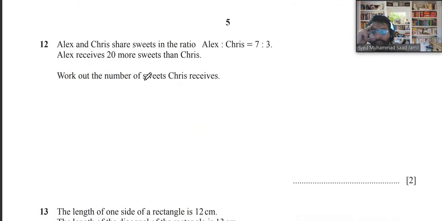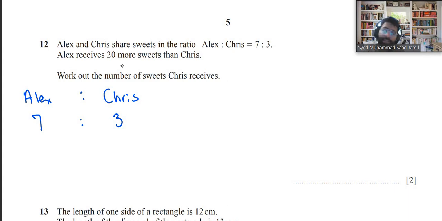Next question says Alex and Chris. Alex and Chris share sweets in the ratio 7:3. Alex received more sweets than Chris. Work out the number of sweets Chris has. So guys, even though it seems like a difficult question, it's actually not. Just write Alex and Chris. They share the sweets in the ratio 7:3. It says Alex receives 20 more sweets than Chris. So let's say Chris receives x sweets. It means Alex receives 20 more, so 20 plus x.